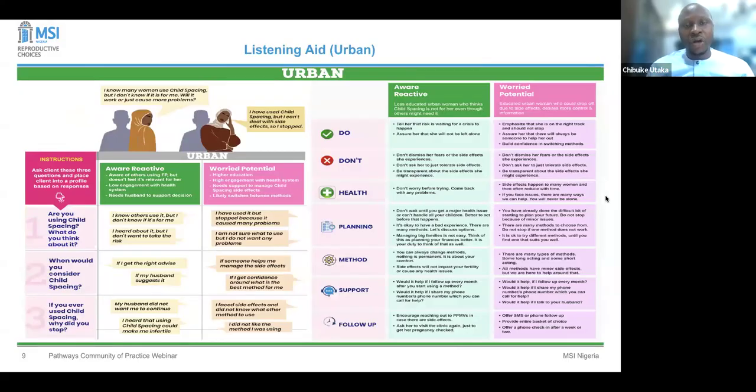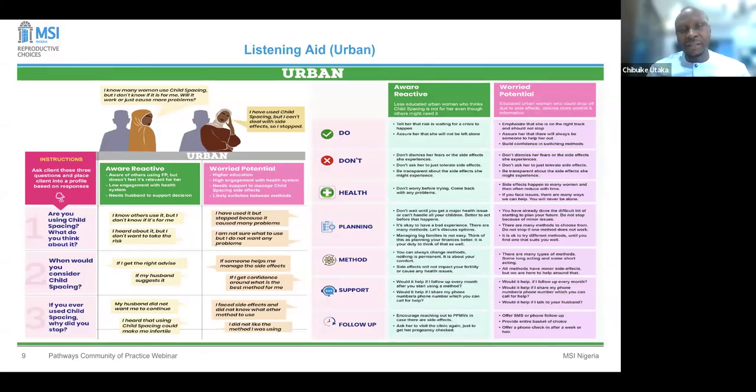All right, so this is what the listening aid looks like. To curb time, the listening aid is basically a one page like this that has everything in one. So as the provider is looking at it, it's easy for the provider to tell that, oh, this woman sitting here falls within the profile of aware reactive, or falls within the profile of worried potential.